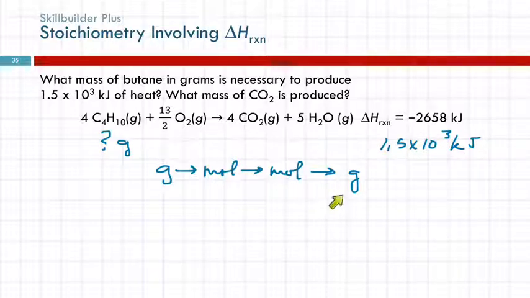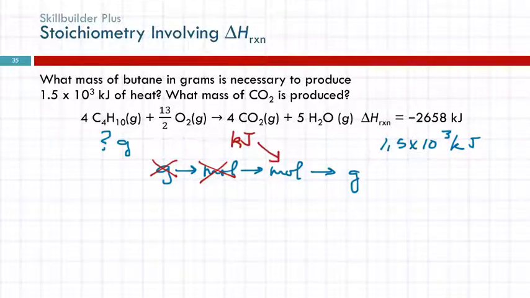This time, they're asking us for grams, but instead of starting with grams, we're starting with kilojoules. Okay, kilojoules relates directly to moles of this, so we can cross off 2 terms when we're doing this. We don't need either of those. We're starting with kilojoules, and we're going directly to moles. So we can go kilojoules of energy directly to moles of butane and then to grams of butane. It's actually shorter.